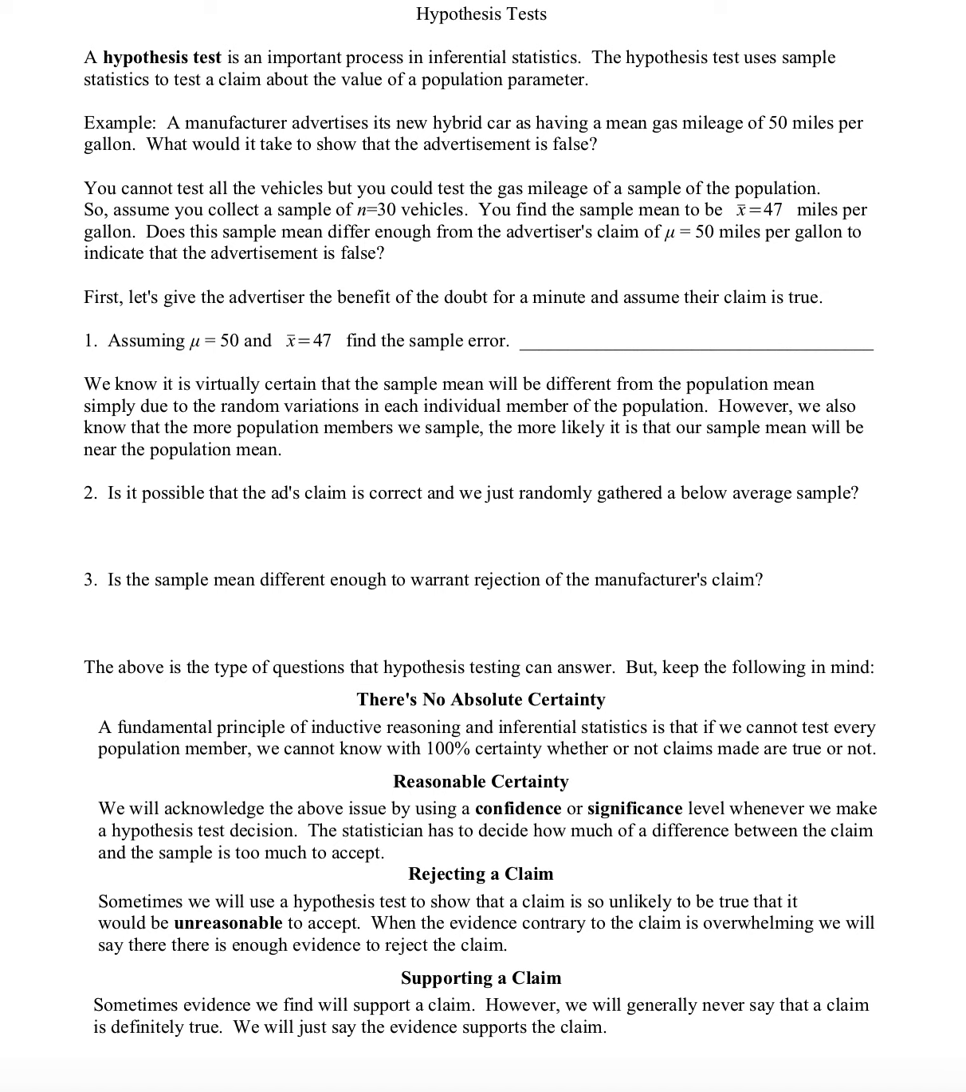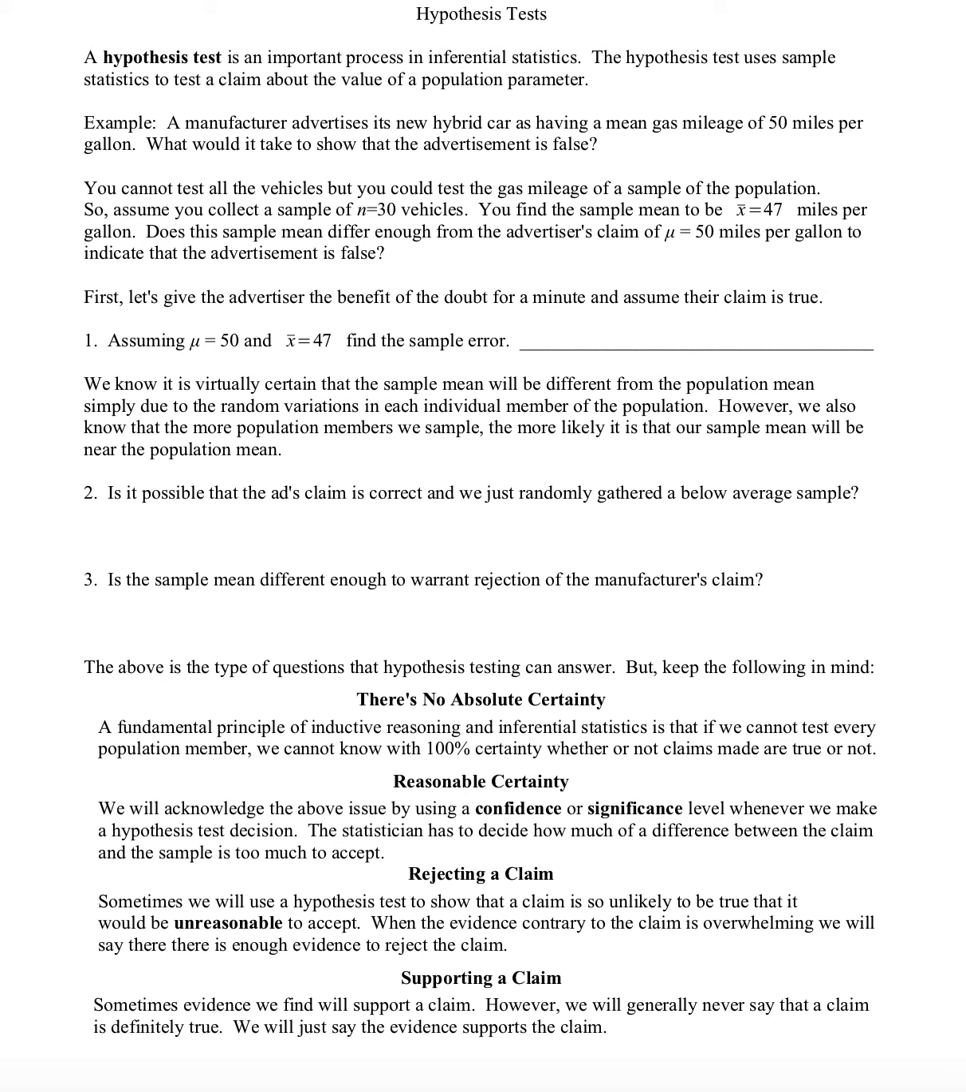For example, let's say a manufacturer advertises its new hybrid car as having a mean gas mileage of 50 miles per gallon. What would it take to show that the advertisement was false? Well, we certainly cannot test all the vehicles. There's too many of them. But you could test the gas mileage of a sample of the population. So assume you do collect a sample of n equals 30 of these vehicles. You find your sample mean to be x bar equals 47 miles per gallon, lower than the manufacturer had claimed.